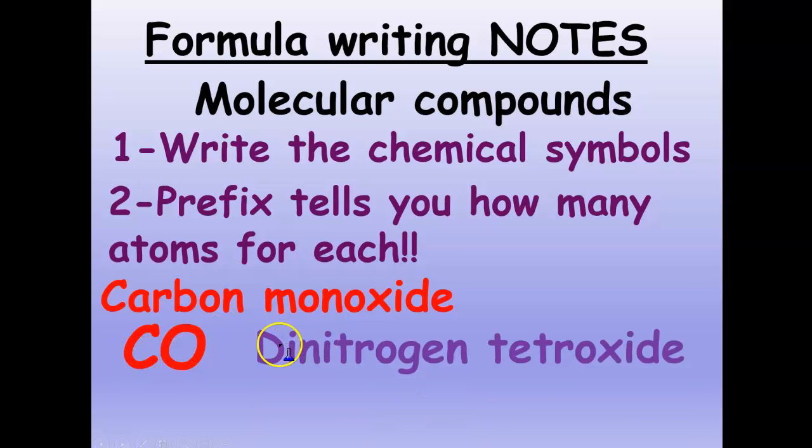Here's another one. Dinitrogen tetraoxide. So again, nitrogen is N, oxide is O. The di tells me it's 2. O is the oxide. Tetra means that it's 4. I do not reduce these because, again, the prefixes tell me exactly what the subscripts are. If you have any questions, please reach out, but practice is the way that you will learn.